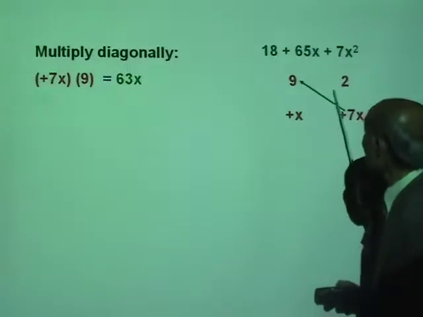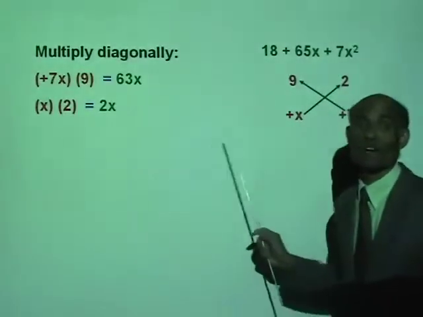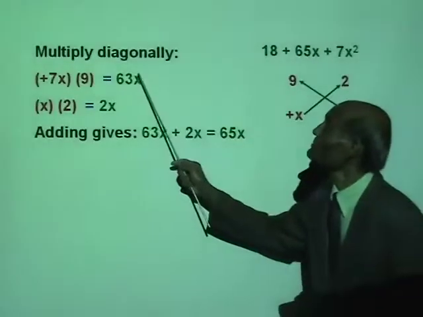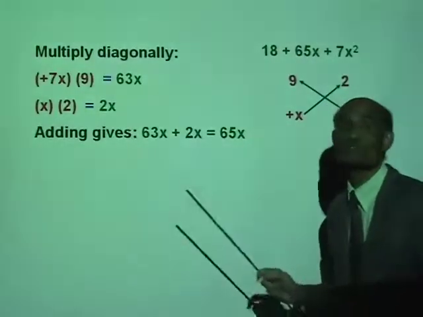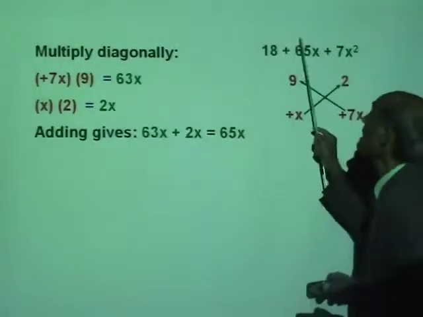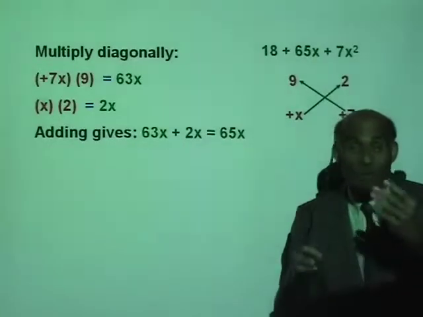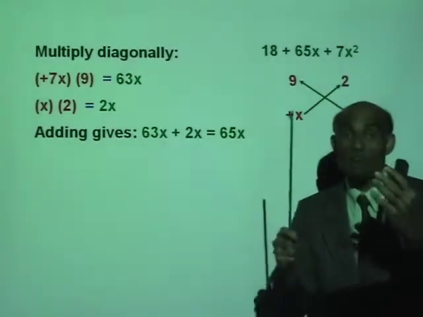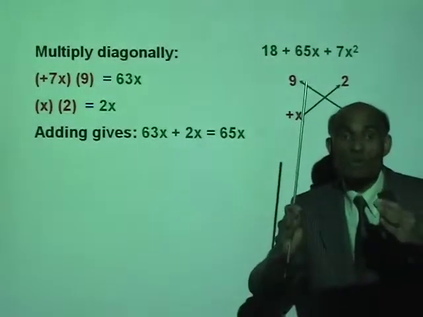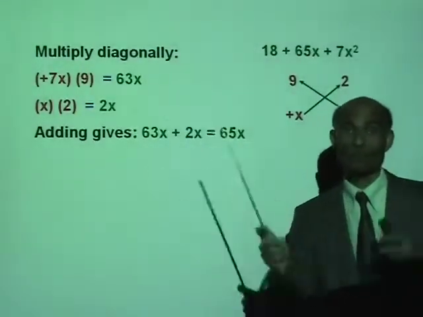And then x times 2 gives me 2x. And adding the 2, 63x plus 2x gives me 65x. And that is our middle term. Remember, always your guide is the middle term. And that is what should be driving you in the factoring of the first term and the last term.